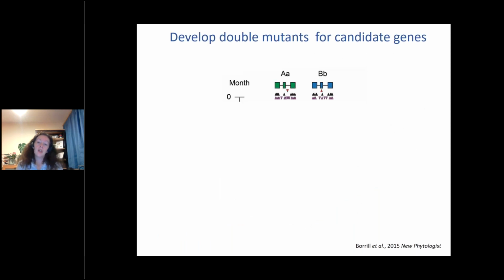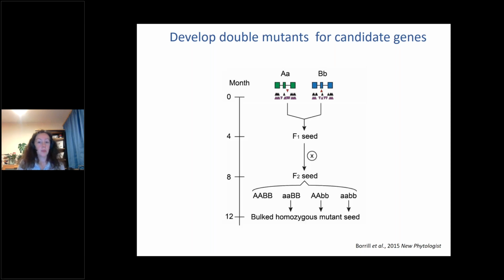We crossed together single mutants in the A homolog and the B homolog. We decided to focus on tetraploid wheat to save time rather than working on hexaploid wheat, where we would need to look at all 3 homologs, because we hypothesized there might be functional redundancy between the homologs. So we crossed together a mutant in the A genome and the B genome and generated a segregating F2 population. We did a bit of back crossing to clean up the background as well.